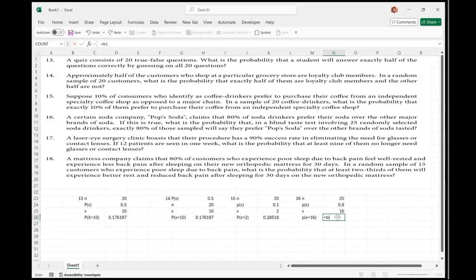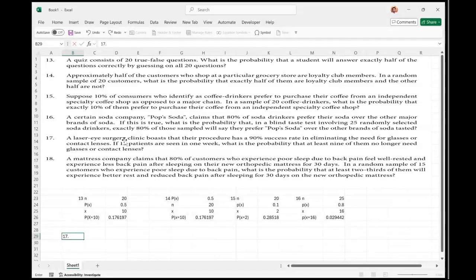So that is equal to binom dot test, we're looking for 16. Let me select this section, comma, trials is this one, comma, probability is this one, comma, it will be false. So that's going to give me the answer for question number 16. Now let's look into question number 17.